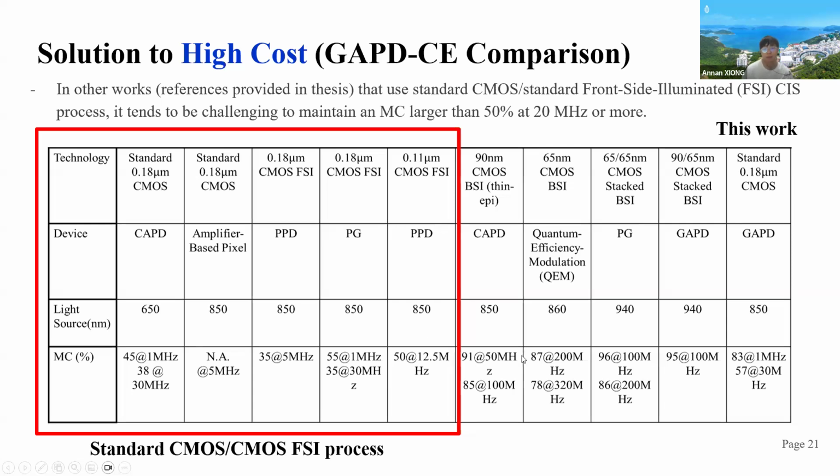In other works that use standard CMOS or standard FSI process, it tends to be challenging to maintain an MC larger than 50% at 20 MHz or above. In our work, we successfully achieved an MC value of more than 50% at 30 MHz.